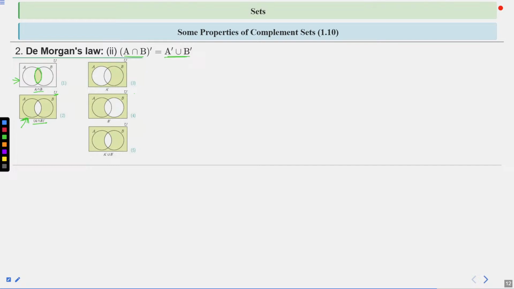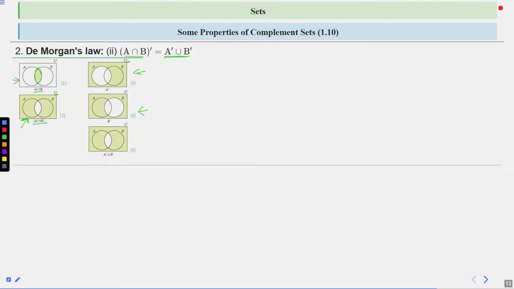Now let's observe this A complement union B complement. Now first of all, what is A complement? Simply area outside the circle A. Meaning we are collecting all the elements from the set U but which do not belong to the set A. And we know elements belonging to the set A are inside the circle A. So we are not shading this circle A. Clear? The same goes for B complement.